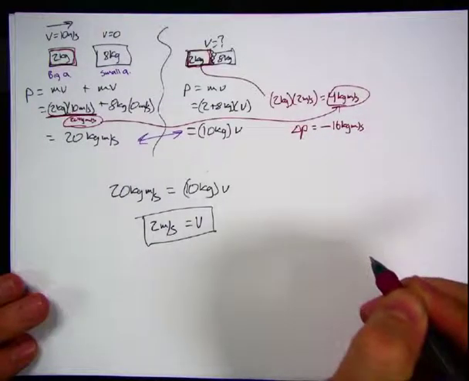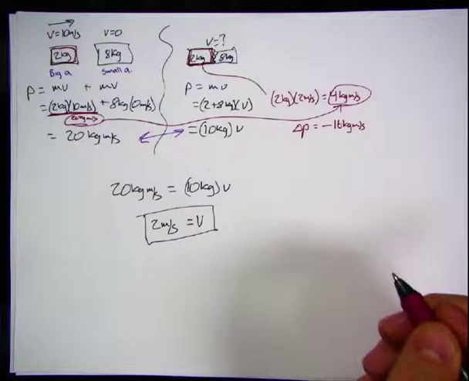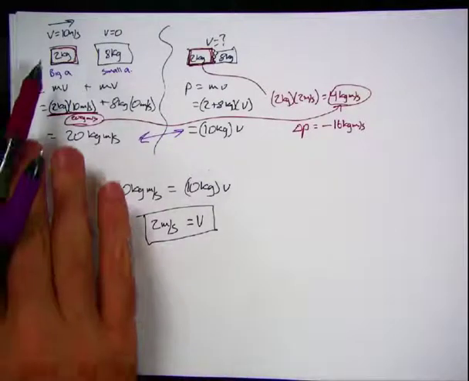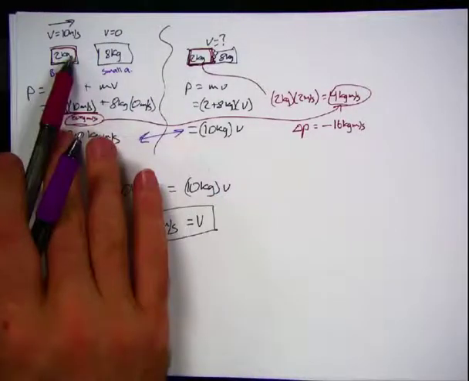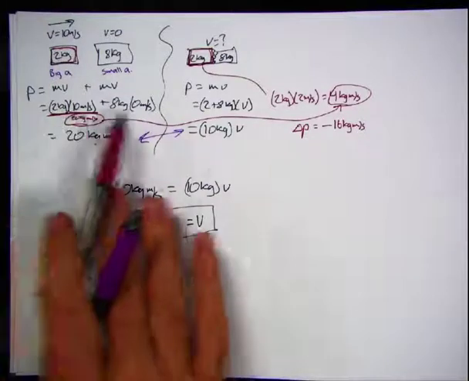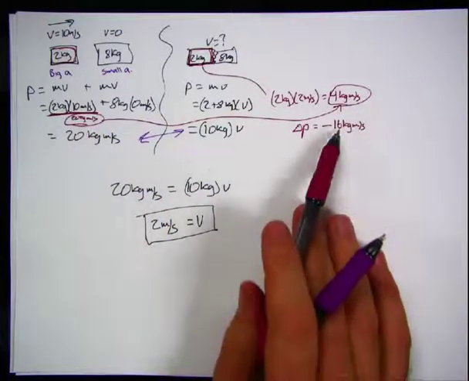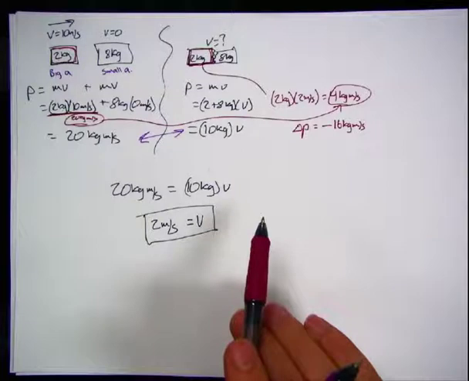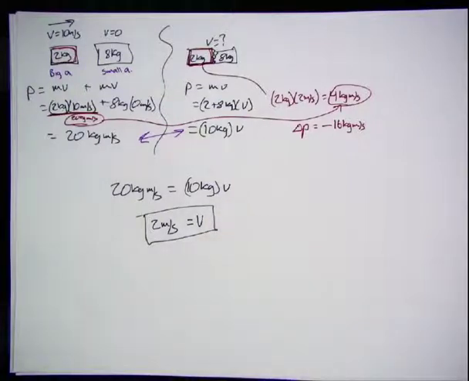It lost 16 kilogram meters per second of momentum. And you might say, well, wait a minute, I thought momentum was conserved. But if I'm looking only at the 2 kilogram box, it went from 20 kilogram meters per second to 4 kilogram meters per second. I lost 16 kilogram meters per second, which begs the question, where did that go? If momentum is conserved, it can't have gone anywhere.